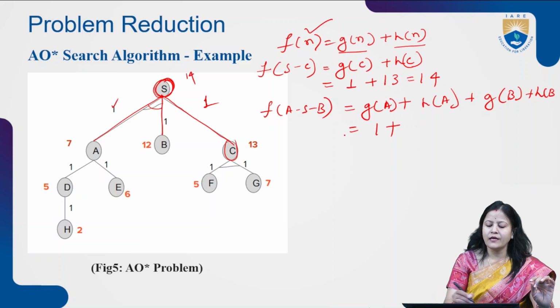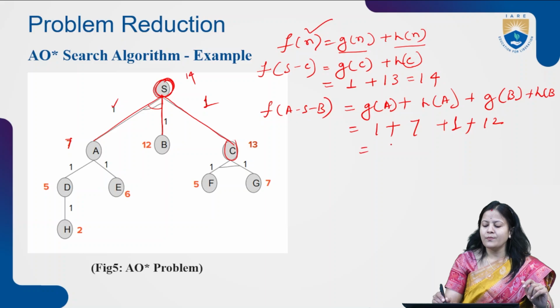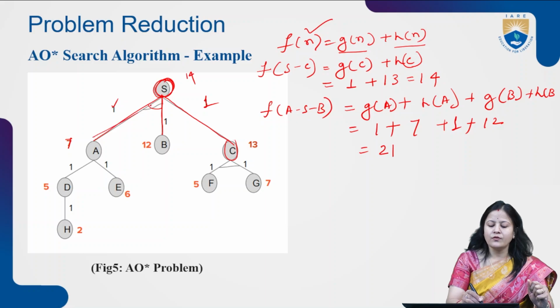So 1 plus H of A, the heuristic value of A, is given as 7. Plus G of B, this distance is given as 1, and H of B is given as 12. So 7 plus 1 is 8, plus 1 is 9, 12 plus 9 is 21. So if I follow this path, I am getting the value 21, cost from S it will be 21, and if I follow this path, I am getting the cost as 14.